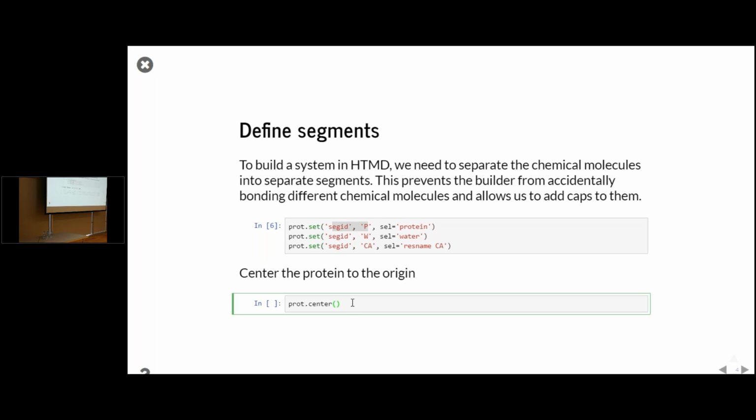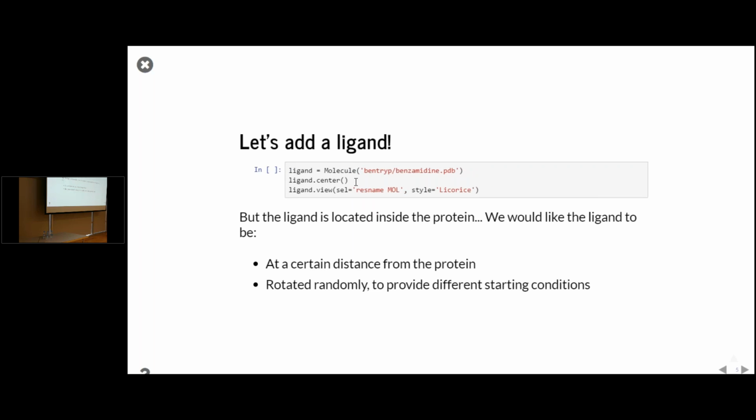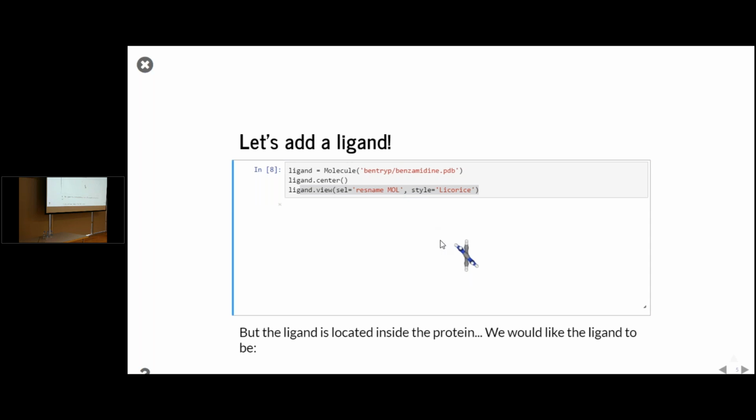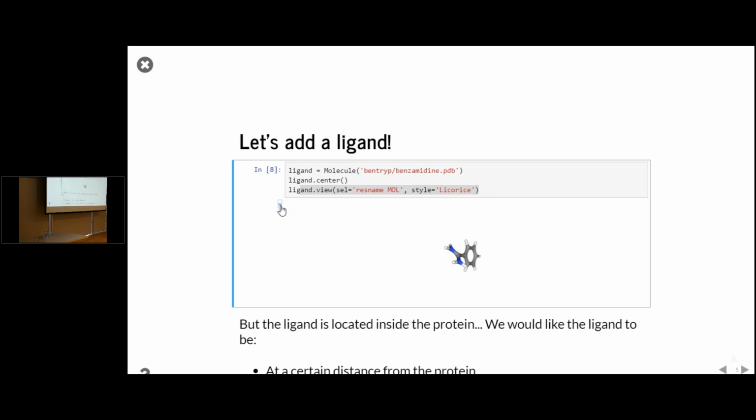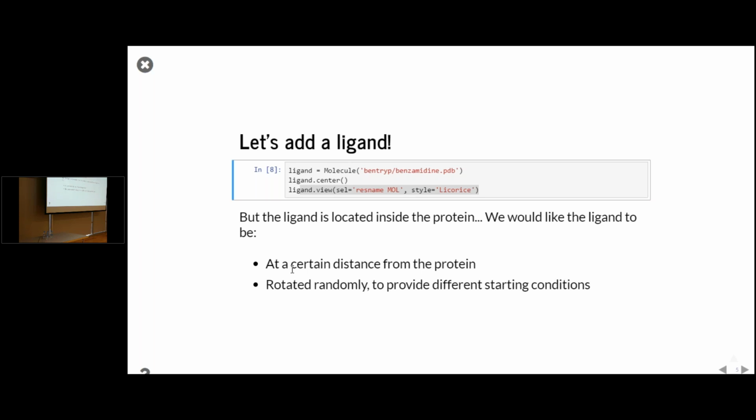Now I center it. This is important because we are going to do geometric manipulation, and so I need a reference. The protein is now translated so that its center of mass is at the 0,0,0 coordinates. And now we deal with the ligand. We have extracted the ligand and saved it into this benzamidine.pdb. So I load it, I center it, and then I can visualize it. Now, the ligand is fine, but it is at the origin. It has to be moved because the protein is at the origin of space. The ligand is also at the origin, so of course this is not what we want.